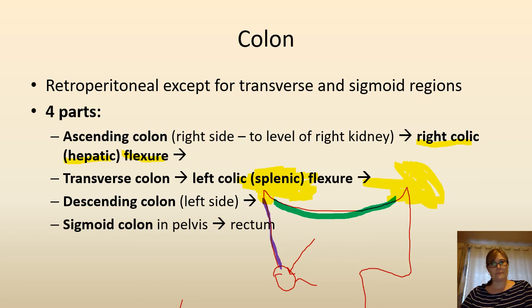So then we have the descending colon. And then we have a curve, which is called the sigmoid colon, and that sigmoid colon becomes the rectum. So we have cecum at the ileocecal valve with the appendix. We have ascending colon, right colic flexure, transverse colon, left colic flexure, descending colon, sigmoid colon, rectum.